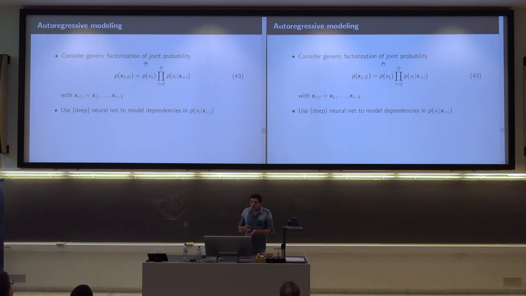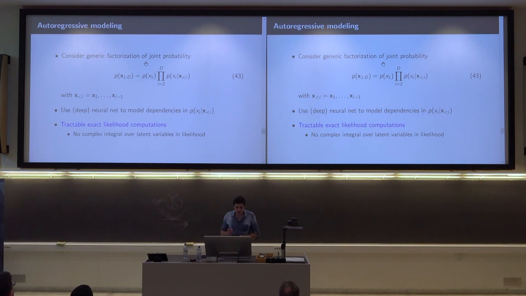And we're going to use a deep neural network to model these dependencies. That's going to give us practical likelihood computations without any integral over latents.